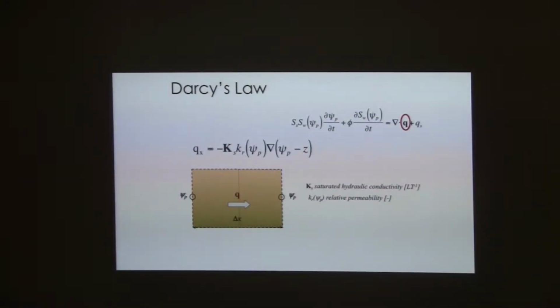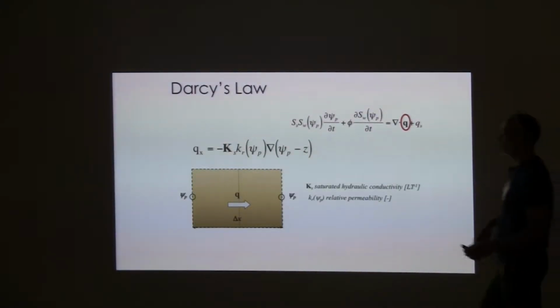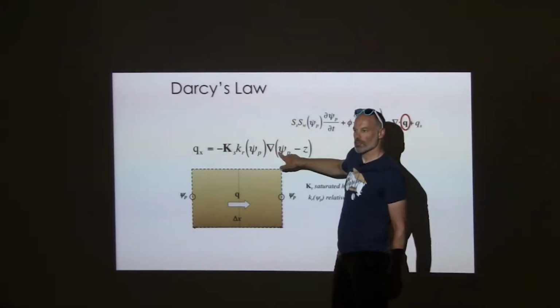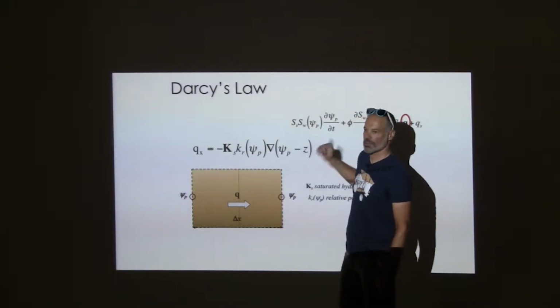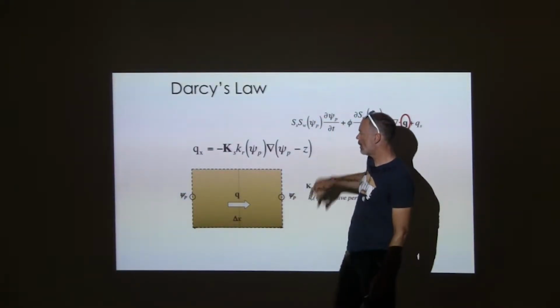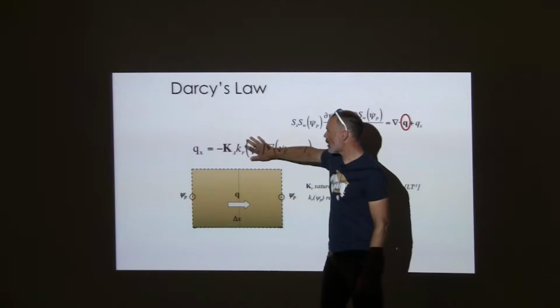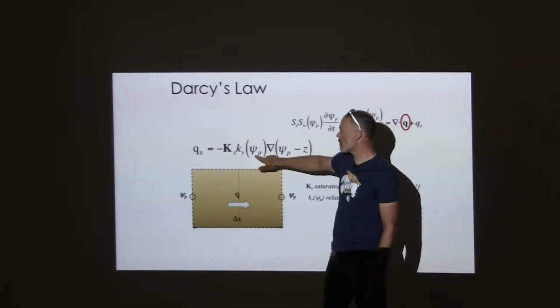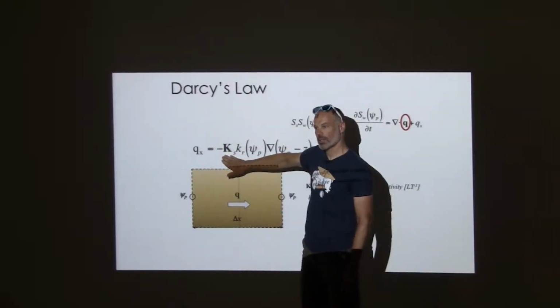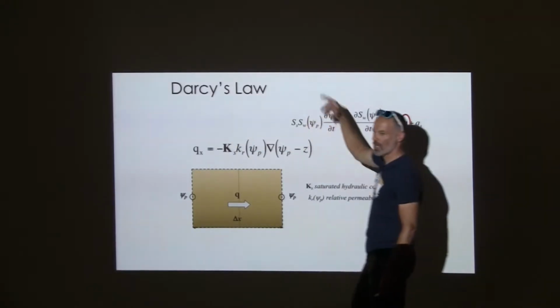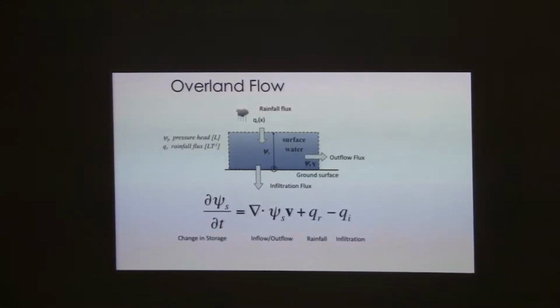So of course, we have Darcy's law, often called Darcy-Buckingham, which is the gradient of our subsurface pressure plus or minus our vertical coordinate. We have a relative permeability term, which depends one to one on our subsurface pressure, and then our saturated hydraulic conductivity. This Ks is the same Ks I was talking about before.